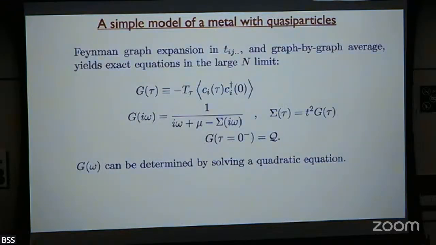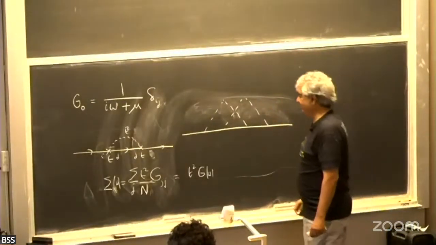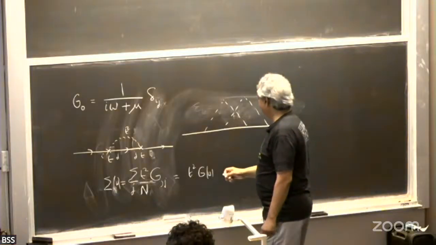And now the point is that in the large n limit, this is exact. There are no corrections. So you could try to think of various corrections. For example, a term like this. These are the kind of terms that lead to weak localization and all of that.